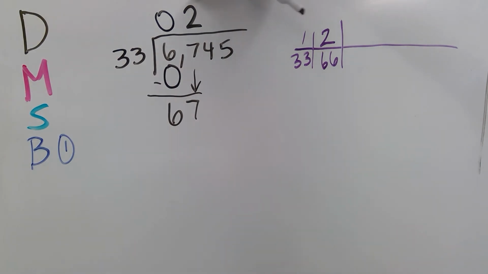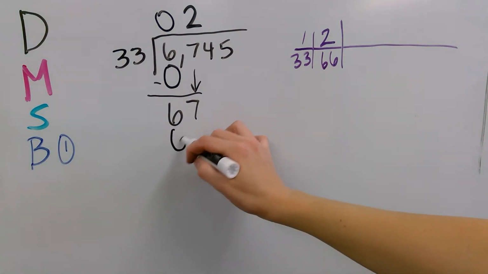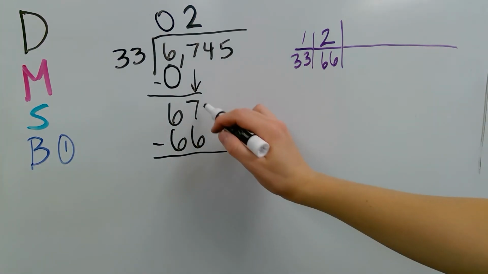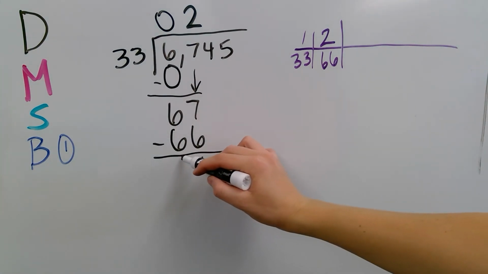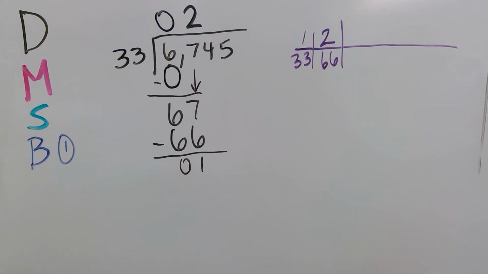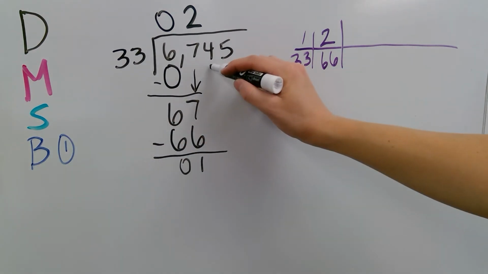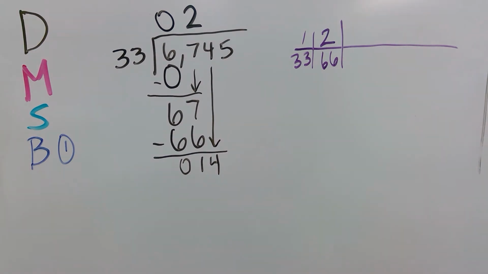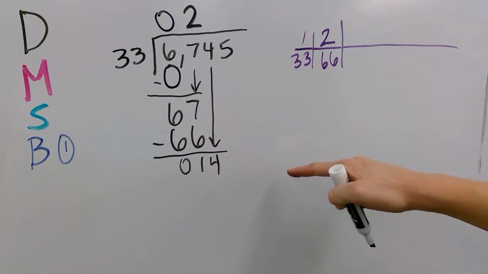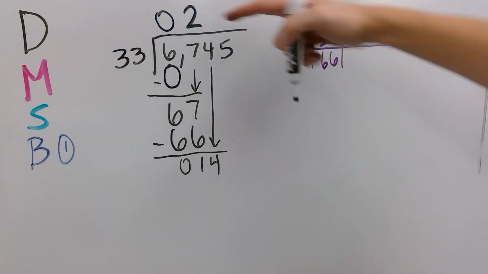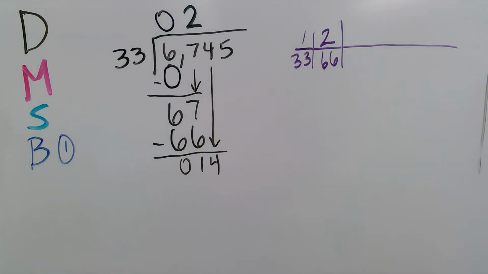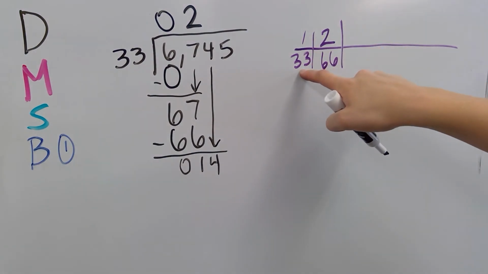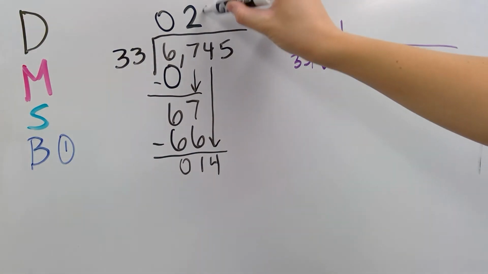Now I have to multiply 2 times my divisor of 33, which is 66. Now I subtract. 7 minus 6 is 1. 6 minus 6 is 0. Now I get to bring down just one number, which is 14. And I have to start my process all over again. Once you bring down, you have to divide all over again. How many times can 33 go into 14 without going over? Well, 33 times 1 is 33, and that's already too much. So I have to put a 0.